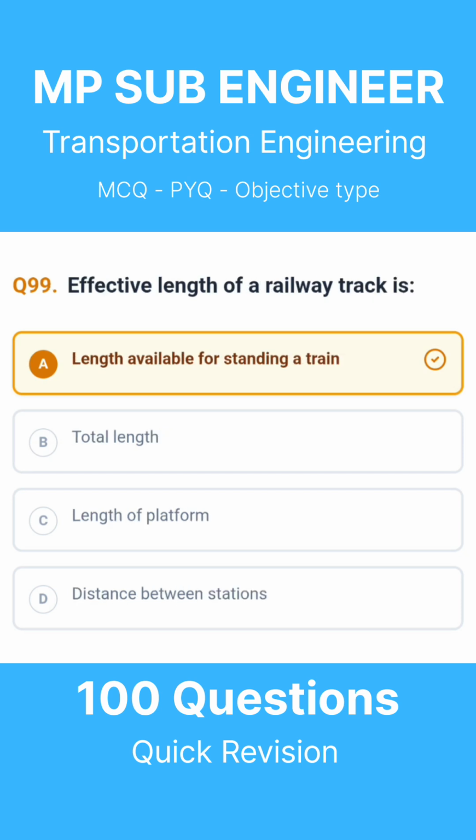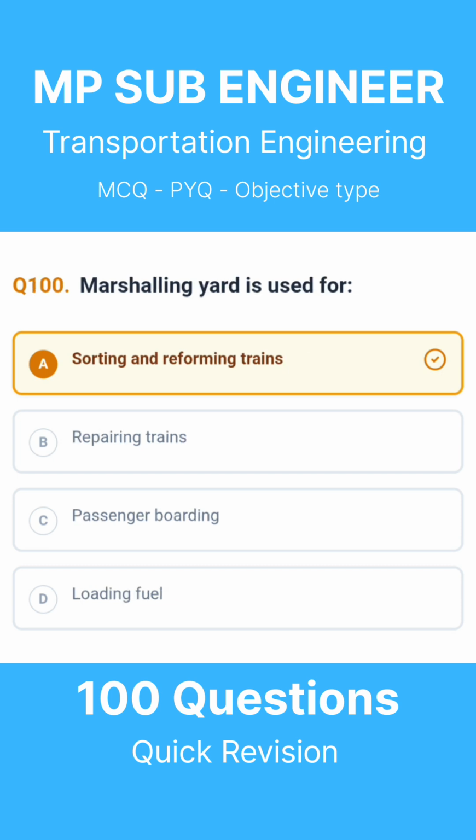Question 99. Effective length of a railway track is. The correct answer is length available for standing a train. Question 100. Marshalling yard is used for. The correct answer is sorting and reforming trains.